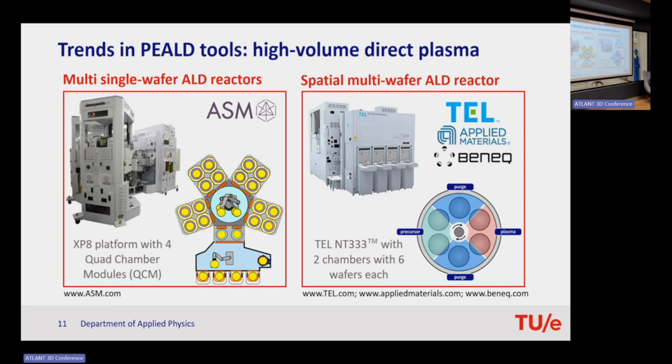Other companies have been really going into spatial ALD, and basically they have a carousel where you put the wafers on, and then the wafers see the different reactants as a function of position, because they rotate through these different zones. And this is used a lot in industry right now. This is plasma enhanced ALD, but it's still at relatively low pressure. So it's spatial ALD, but at relatively low pressure.